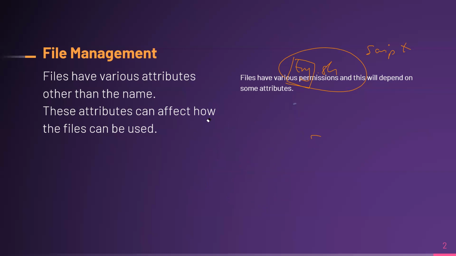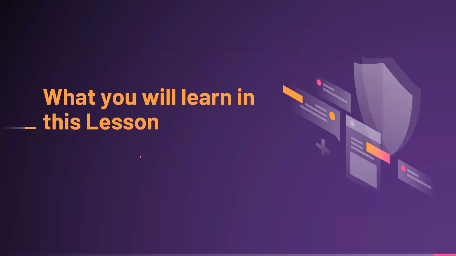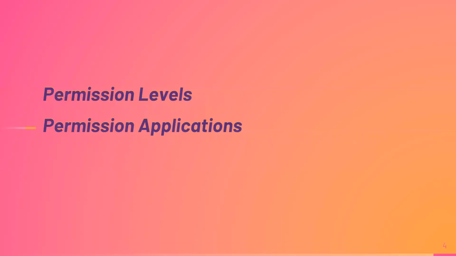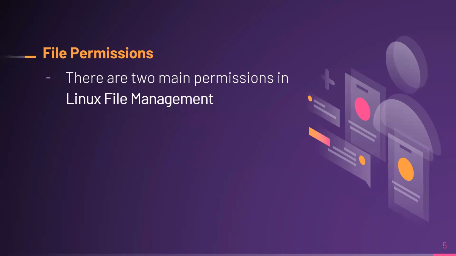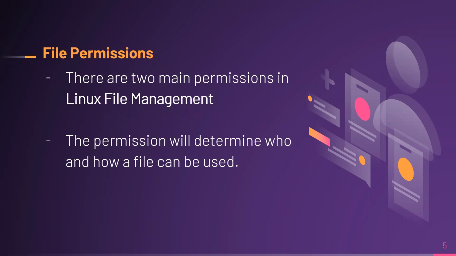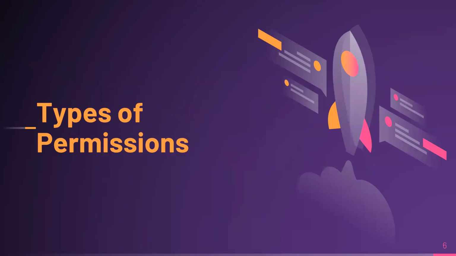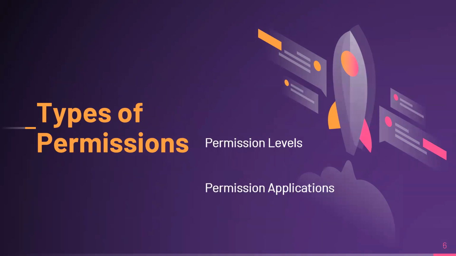So let's just look at something brief on our file system. In this session, we'll look at two things: the permission levels and then the application level. When we talk about permission levels, we're talking about the kind of users. And when we talk about application level, we're talking about the kind of access. All right, so file permissions. We have two main types of permissions in our file management system in Linux. The permission, like I said earlier, will determine who and how a file can be accessed or used. The types of permission that we have on a file: the first one is the permission levels, as I mentioned earlier, and the second one is the application level.